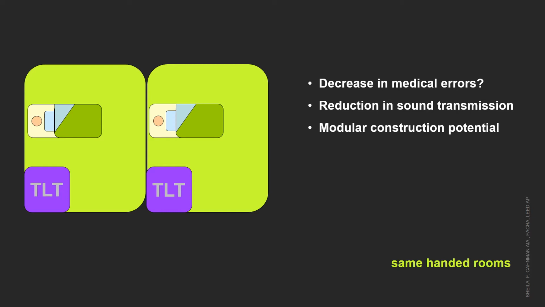So there's a lot of questions about same-handed rooms. They were first instituted with the idea that they would decrease medical errors, but this is very, very hard to prove because of all the different facets of care, including the fact that in many cases there needs to be support on both sides of the patient or on the far side of the patient because they're infirmed. So this has been very hard to prove. However, we have seen that with this design, a strong reduction in sound transmission, and sound being one of the biggest negative issues for a patient experience.